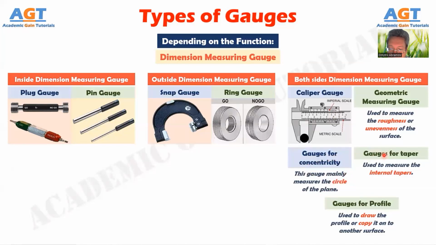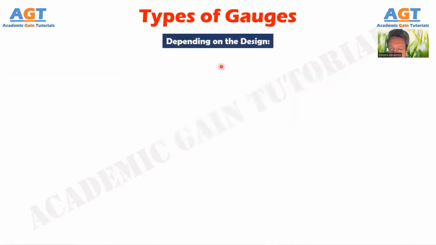The taper gauge is basically used to measure the internal tapers. This gauge looks like an internal gauge in the shape of a frustum of a cone. And the profile gauge or contour gauge is a tool that is used to draw the profile or copy it onto another surface. Number 4, depending on the design: single limit and double limit.